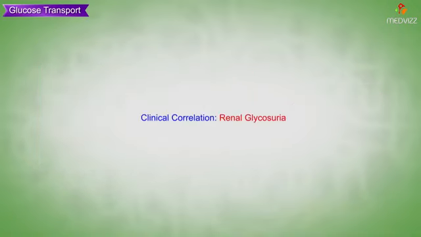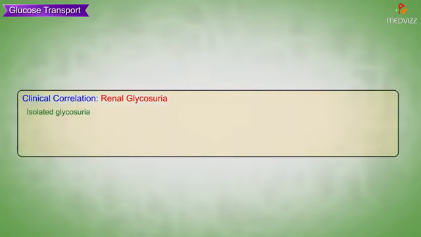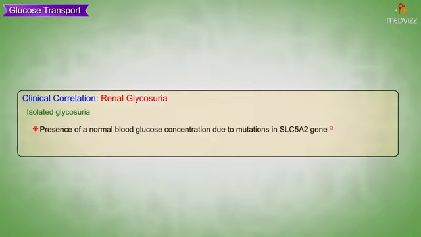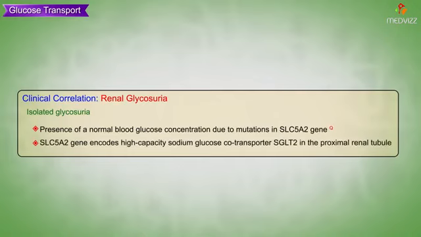Clinical correlation. Renal glycosuria. Isolated glycosuria in the presence of a normal blood glucose concentration, due to mutations in the SLC5A2 gene that encodes the high-capacity sodium glucose cotransporter SGLT2 in the proximal renal tubule.